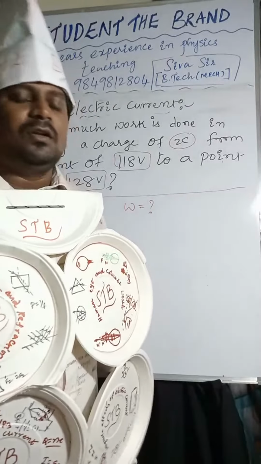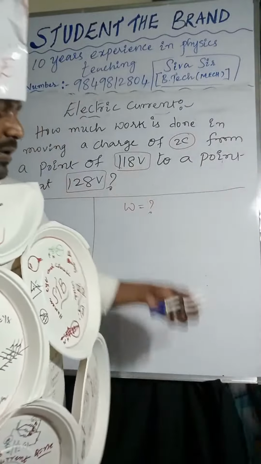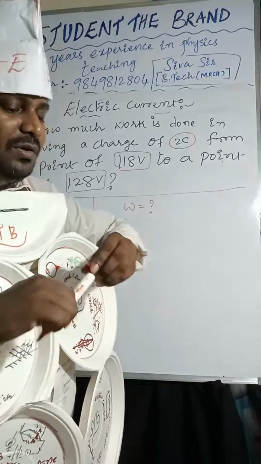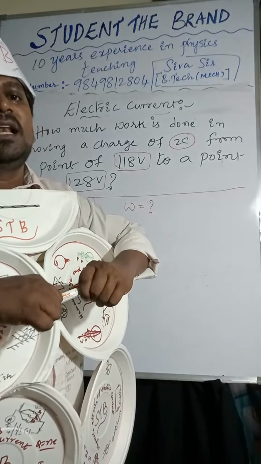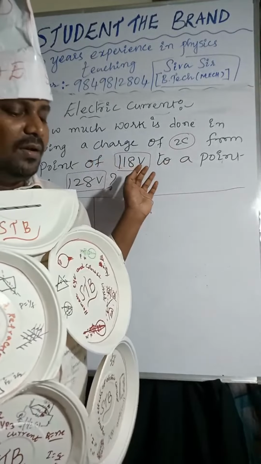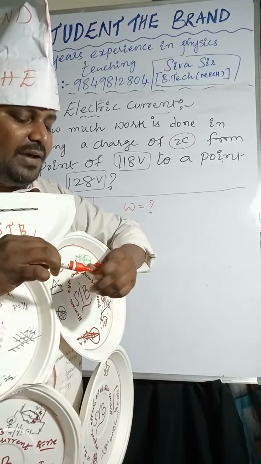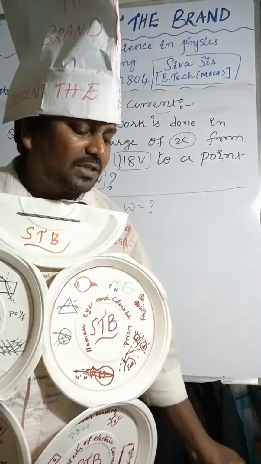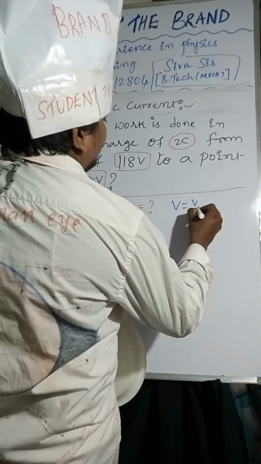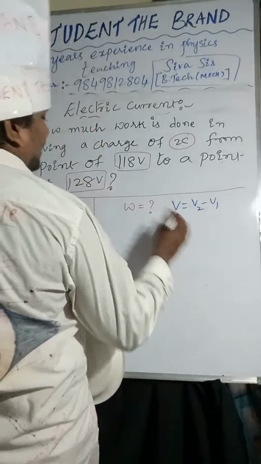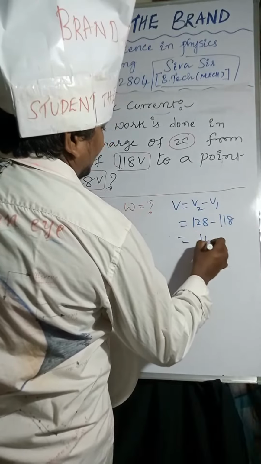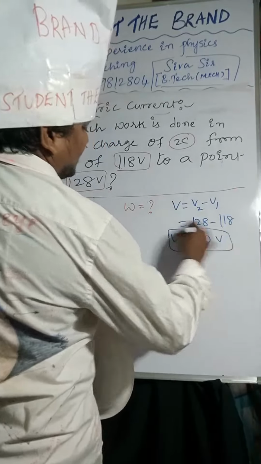But here we don't know the V value. Two different values are given, final and initial, so we can just subtract them. V equals V2 minus V1, where V2 equals 128 and V1 equals 118. You will get 10. So the potential difference is 10 volts.